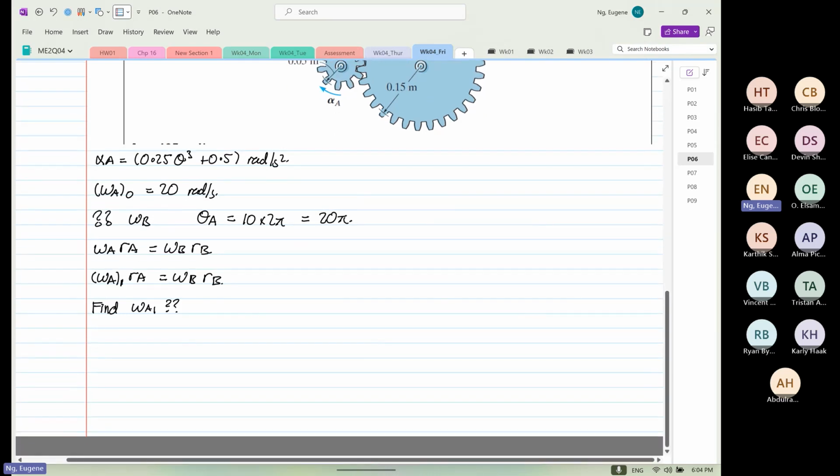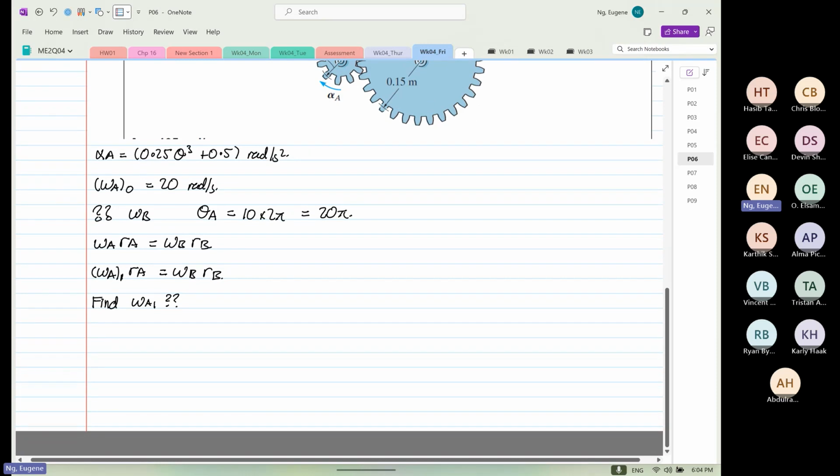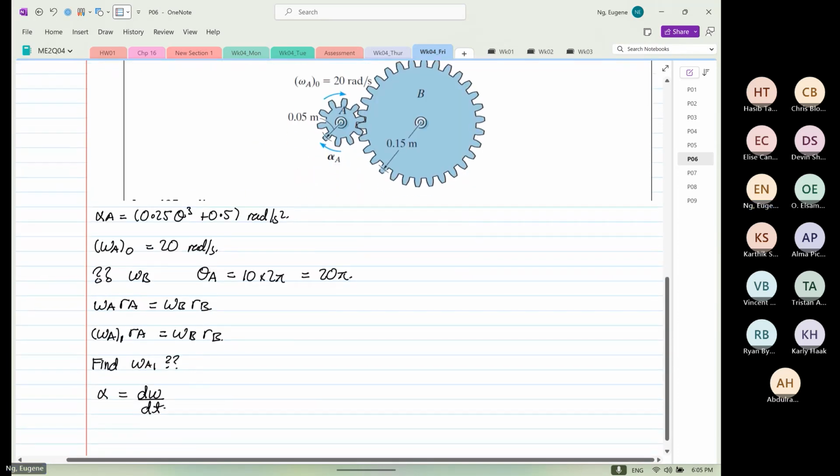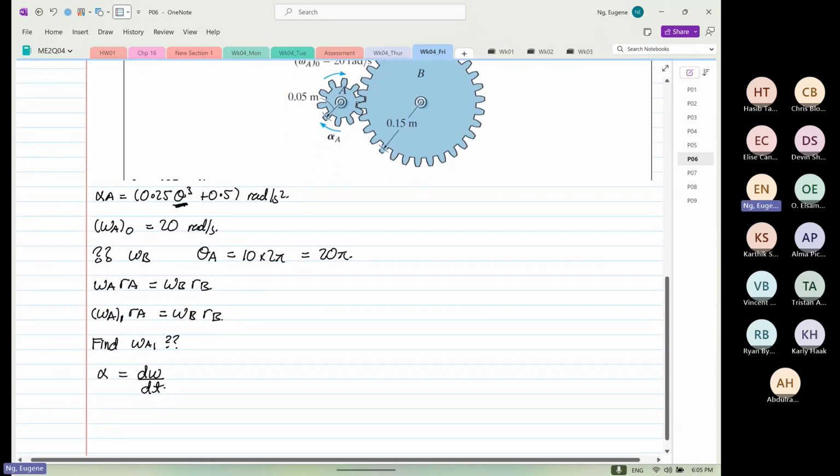So let's see, what are the formulas that we know? We know that V equals R omega. We know that alpha is equal to d omega over dt, right? Can I use this? I can't use this. Why can I not use this function? If you look at the function over here, it's a bit tricky. The function over here is in terms of theta, yes or no?